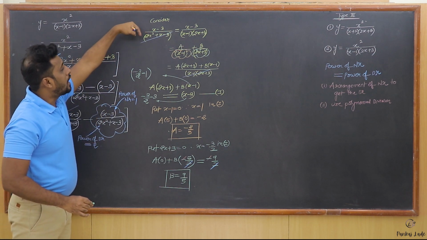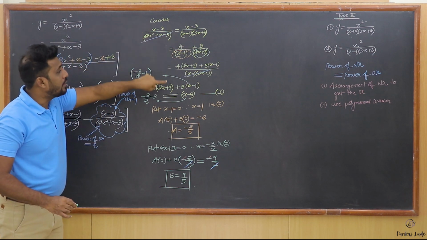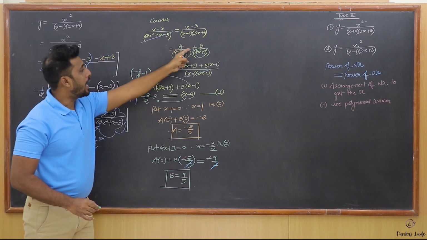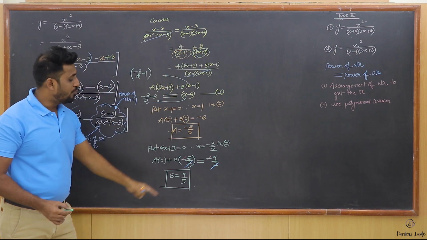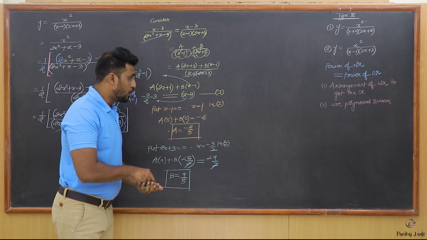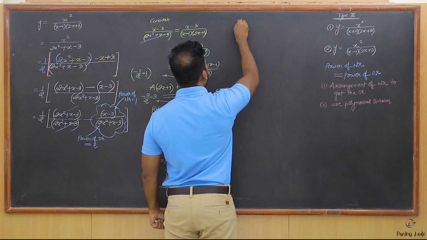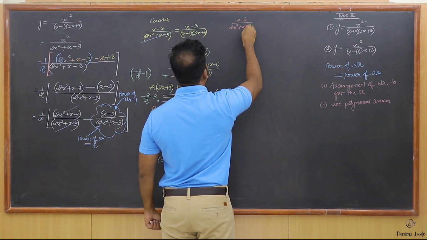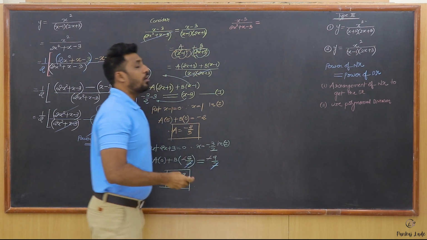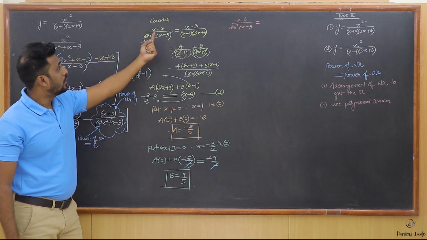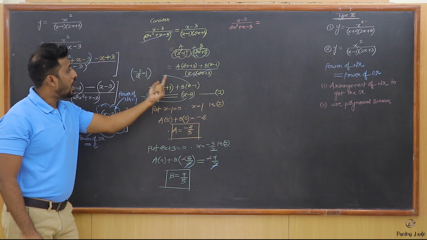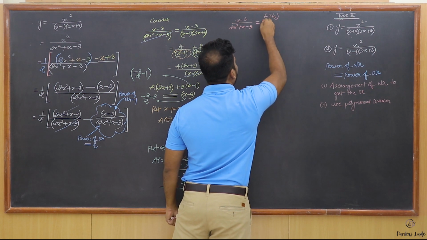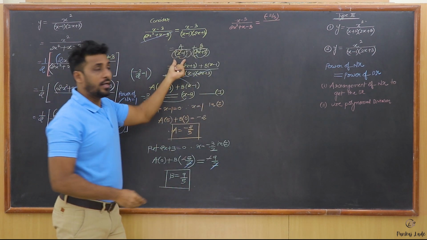So x minus 3 upon 2x square plus x minus 3 now can be written as a upon x minus 1, where a is how much? Minus 2 by 5, and plus b upon 2x plus 3. What's the value of b? It is 9 upon 5. So let's write that term also. So therefore, x minus 3 upon 2x square plus x minus 3 is going to become what? It is going to become equal to a, which is minus 2 by 5, upon x minus 1. So a is minus 2 upon 5 upon x minus 1.